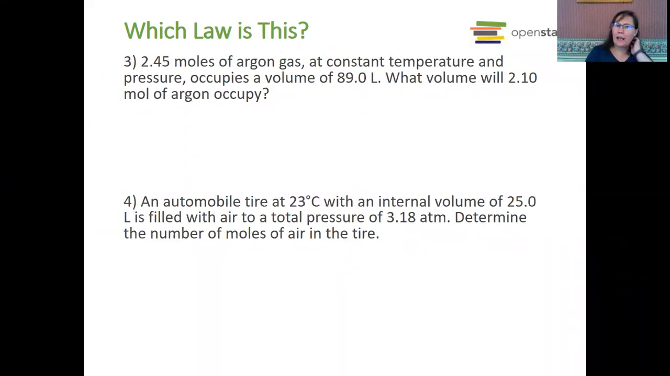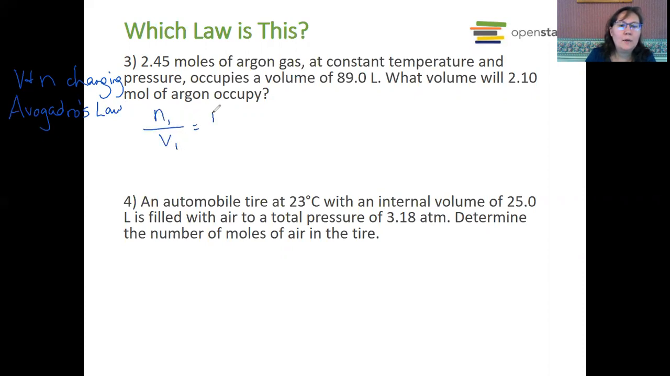All right, let's take a look at another law. This one says 2.45 moles of argon gas at constant temperature and pressure. Oh, they just told us constant temperature and pressure, and we're changing moles and we're changing volume. So we've got volume and moles changing, constant temp and pressure. That means that we're doing Avogadro's law, and Avogadro's law is N1 over V1 equal to N2 over V2.